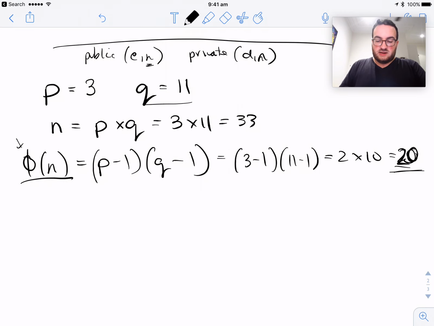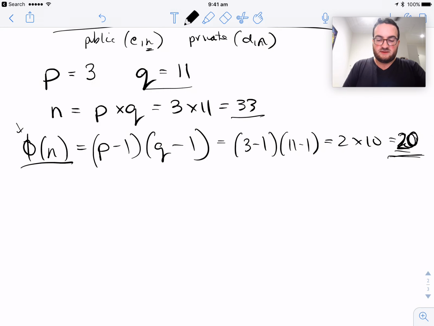All right, now we've got n, which equals 33. We've got Euler's totient. Now what we do is randomly pick our encryption value. We just randomly pick a number e. So pick e. Now there are a few restrictions on e.